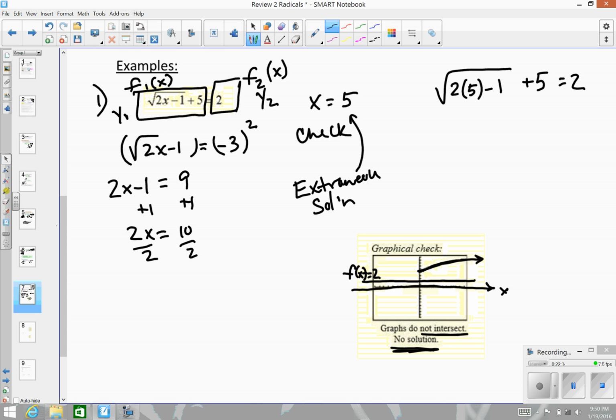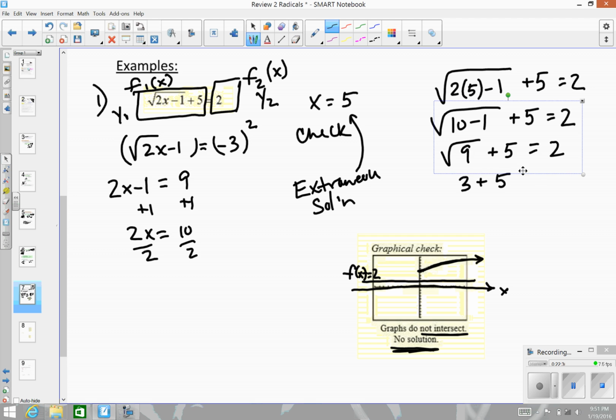So let's just finish up this algebraic check and make sure I also get an extraneous solution for that. Under this radical, I would have 10 minus 1, and then I'm adding 5. We want that to equal 2 if I have a true solution. This becomes radical 9 plus 5. This becomes 3 plus 5, and I think you can see at this point this does not equal 2, which again supports the fact that I have an extraneous solution. So you can check either algebraically or you can check graphically.